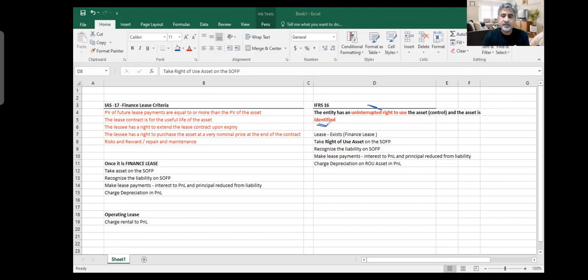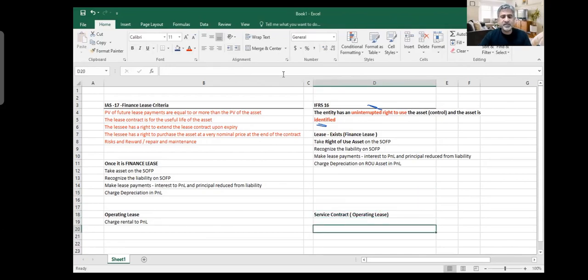If this is the situation, then you are not talking about a lease. We say a lease exists, then there is no lease. Then there is a service contract, which was previously called an operating lease. And what do you do with that? You just record rental, charge rental to P&L, because the asset is not identified. So you can say that I don't have control over the asset. I don't have an uninterrupted right to use.